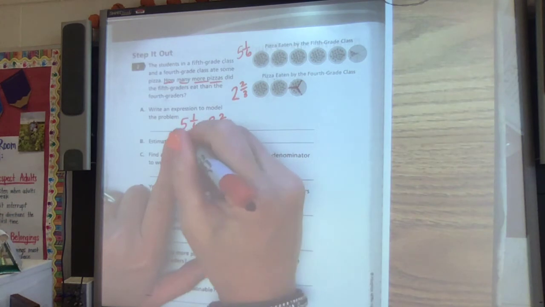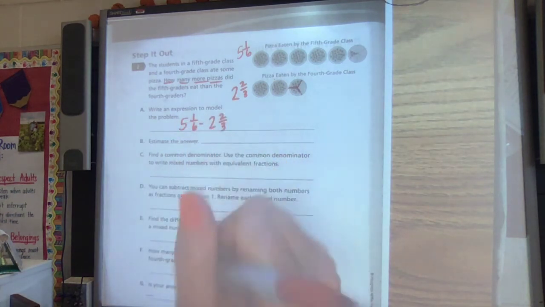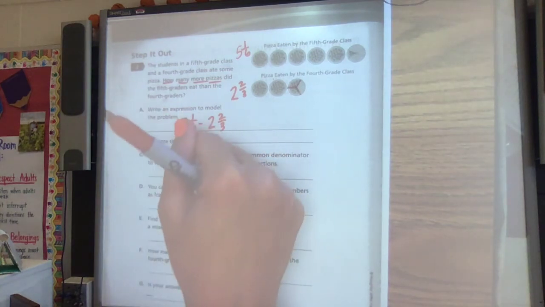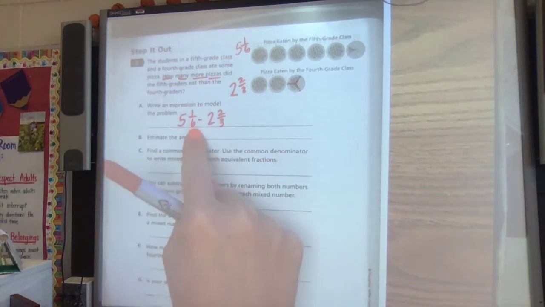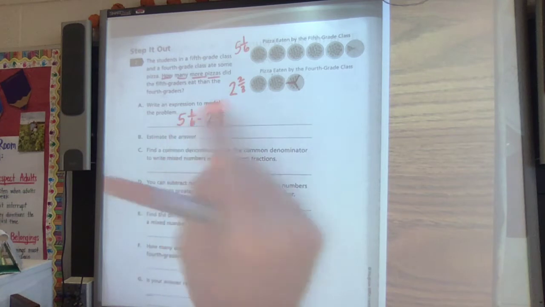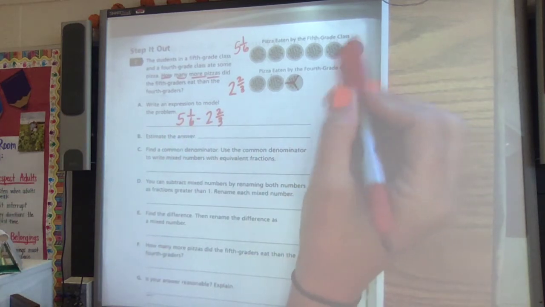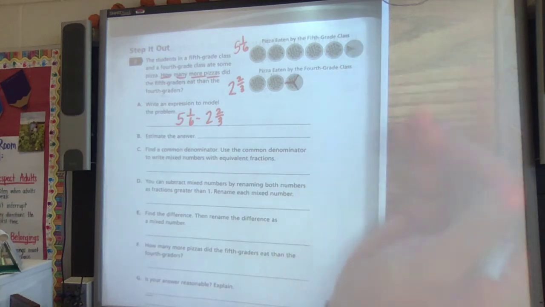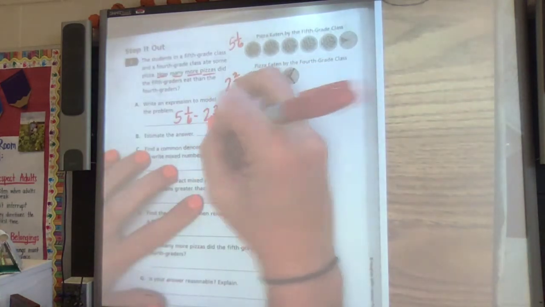So we need to look at 5 and 1/6. And remember, we use those benchmarks. Are we closer to 5, 5 and a half, or 6? If I have 1/6 and look here at our picture, that's helping us. I'd say that's closer to 0. Half would be 3/6. So I'm just going to estimate that to 5.